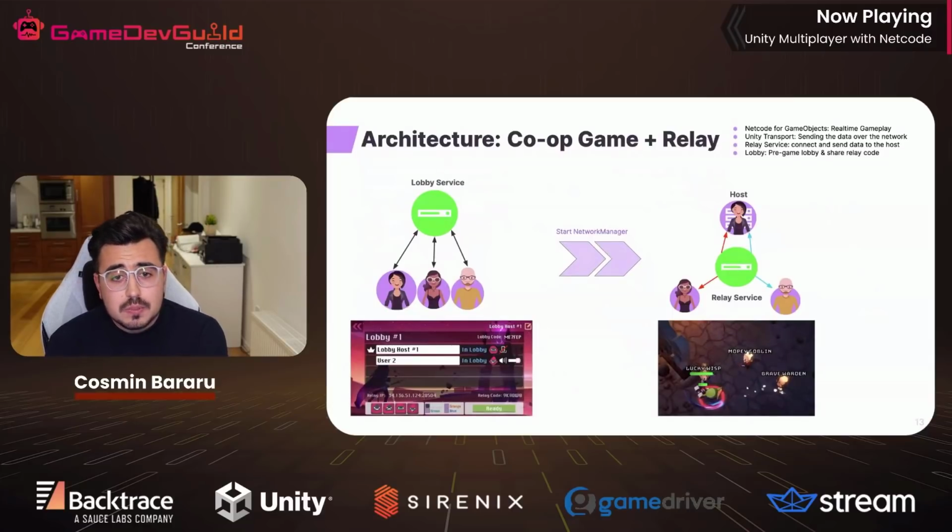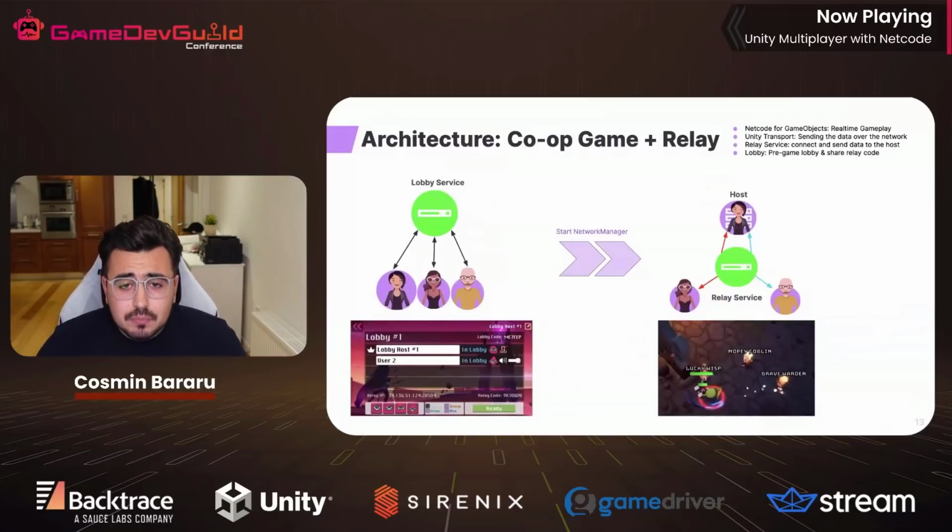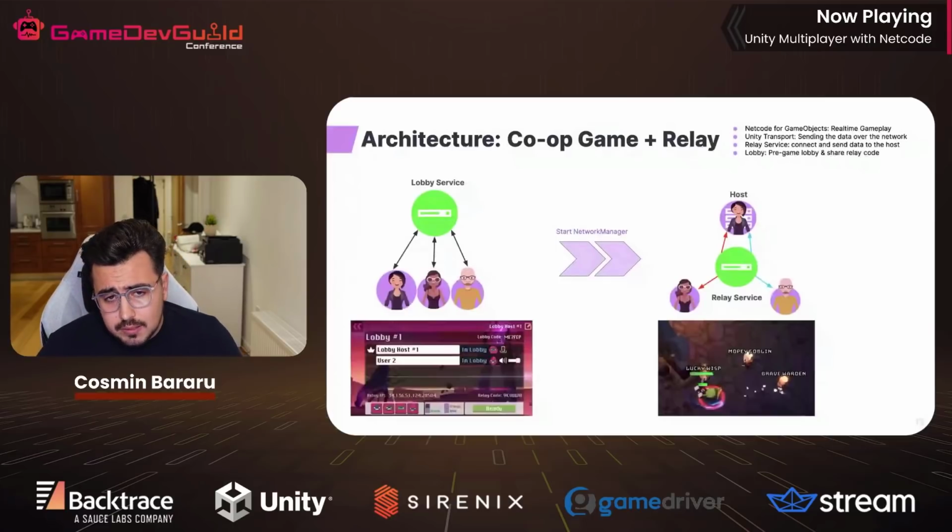NGO would help simulate and synchronize the gameplay state. This would happen on the host server side. As I mentioned, NGO features a server authoritative architecture. And last but not least, the Unity transport will help with the efficient transmission of your packets between the client and host via relay.